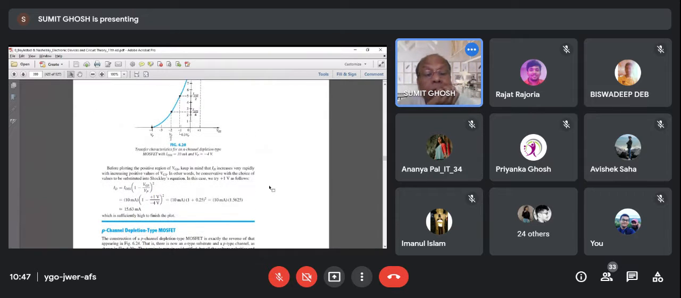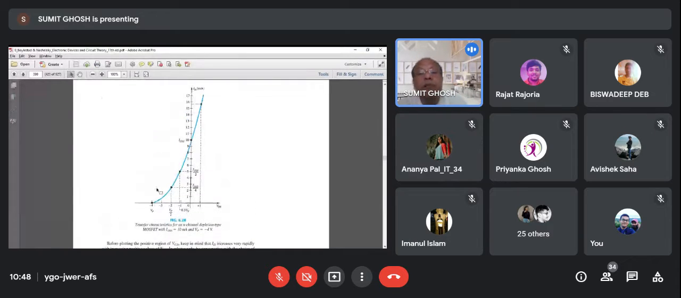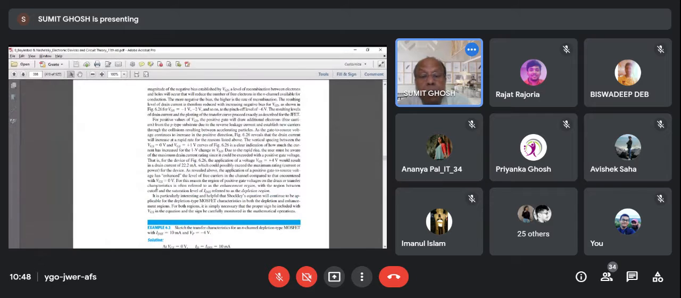Yes, here, this is Shockley's equation. In depletion mode, Shockley's equation is still applicable. Please note that when we study another type of MOSFET, Shockley's equation will no longer be applicable. The only thing is you have to give the proper sign, otherwise you will get everything wrong.